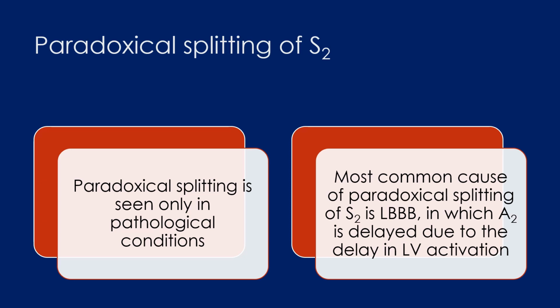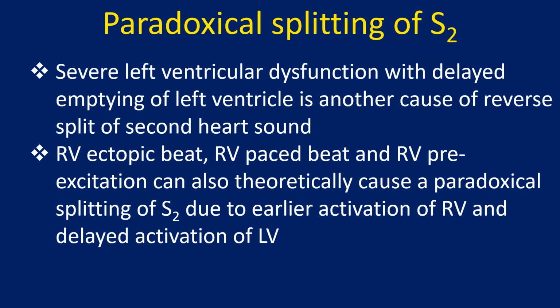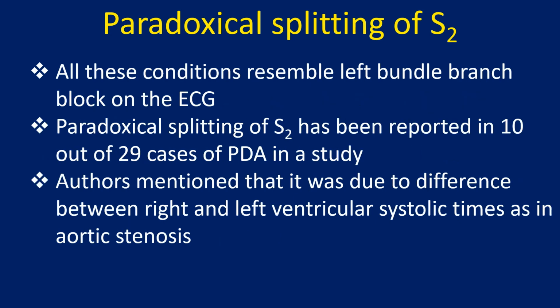Most common cause of paradoxical splitting of second heart sound is left bundle branch block, in which aortic closure is delayed due to the delay in left ventricular activation. Severe left ventricular dysfunction with delayed emptying of left ventricle is another cause of reverse split of second heart sound. Right ventricular ectopic beat, right ventricular paced beat, and right ventricular pre-excitation can also theoretically cause a paradoxical splitting of second heart sound due to earlier activation of right ventricle and delayed activation of left ventricle. All these conditions resemble left bundle branch block on the ECG.